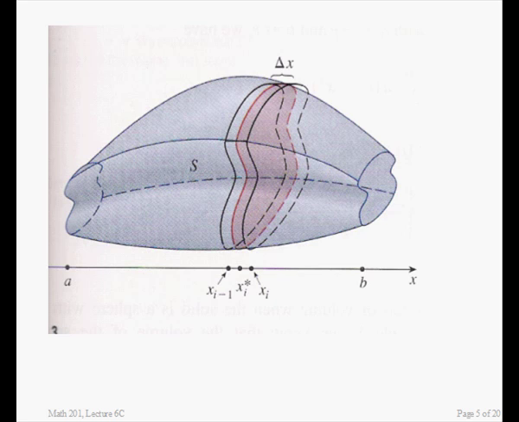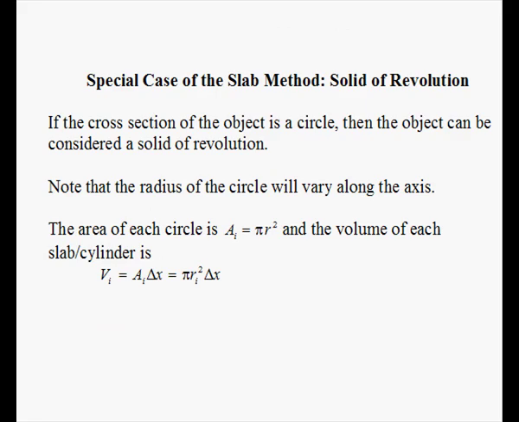This is just a blown up version of the slab. You see how the slab is like a loaf of bread sitting between a and b on the x-axis, and how you've divided it up, cut it up into these slices, each one of delta x width. Now there's a special case of the slab method, and this occurs when the object has rotational symmetry. Either you can look at it as symmetric in terms of rotation about the x-axis, or you can also do these calculations about the y-axis.